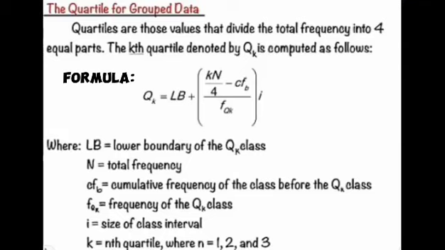The formula to get the value of our quartile is Q sub k equals LB plus the quantity of k times n over 4 minus CFB, over F sub Q sub k, times I, where LB is the lower boundary of the Q sub k class, n is the total frequency, CFB is the cumulative frequency of the class before the Q sub k class, F sub Q sub k is the frequency of the Q sub k class, I is the size of the class interval, and k is the kth quartile, where k equals 1, 2, and 3.